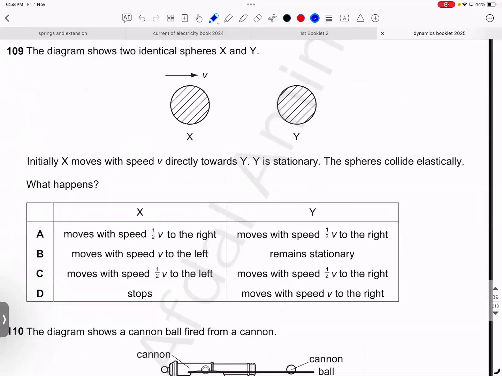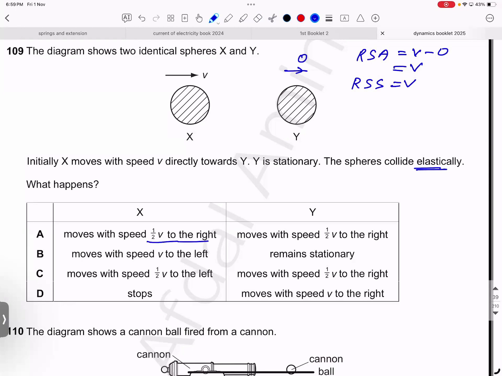Question number 109. The diagram shows two identical spheres, X and Y. Initially, X moves with speed V directly towards Y. You can see Y is stationary. The spheres collide elastically. Elastically means the relative speeds of approach and separation should be equal, plus momentum should be conserved. If I go for relative speed, RSA is V minus 0, which is V. So RSS should also be V. Let's check.